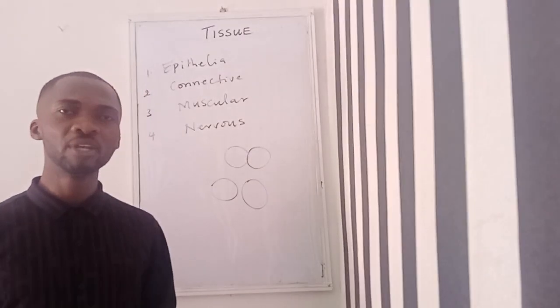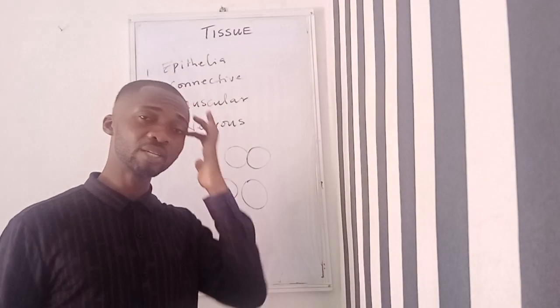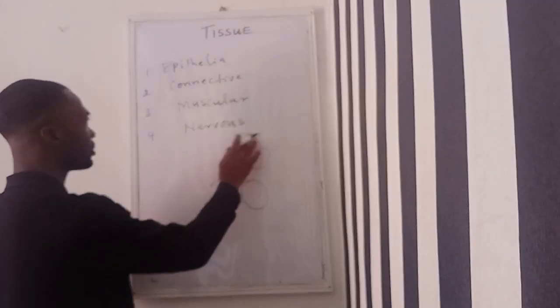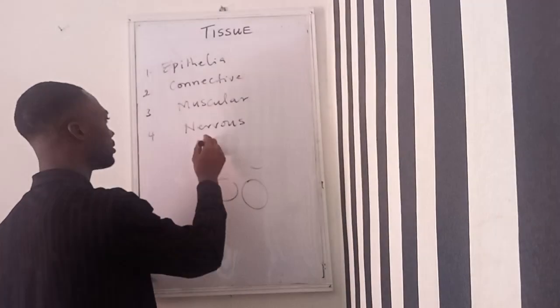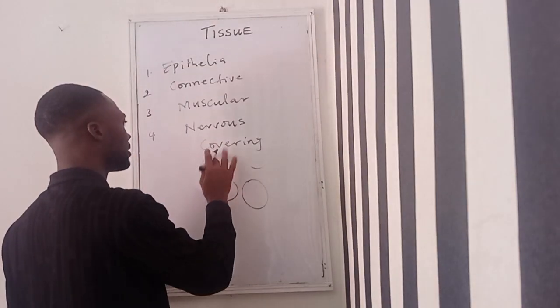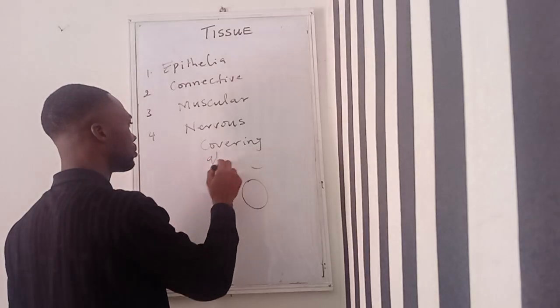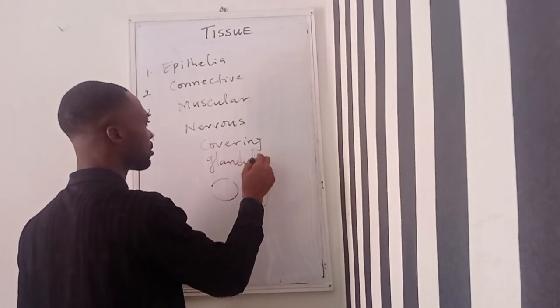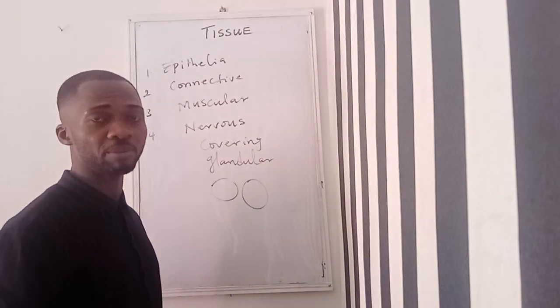Now we'll go into the classification of epithelial tissue. Epithelial tissue can be classified into two different groups. We'll have the one we call the covering epithelia, then we'll have the glandular epithelia.